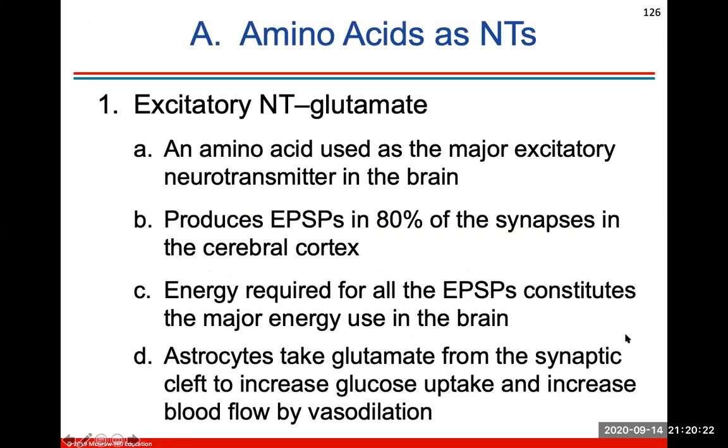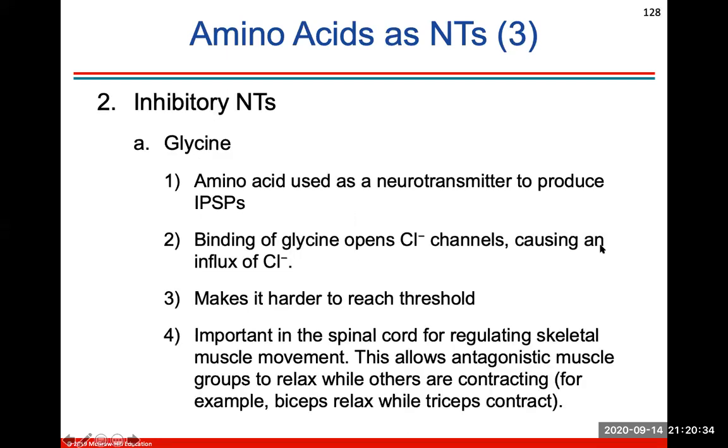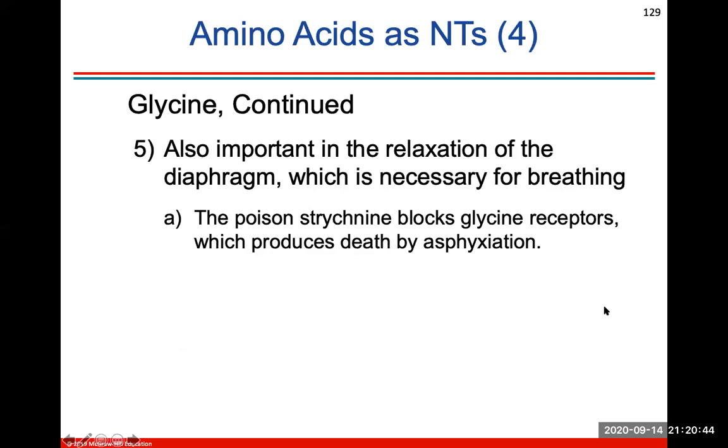Other neurotransmitters, excitatory: glutamate, an amino acid used to help excite. We'll keep going through some of these. Glutamate receptors, I'm going to let you read through some of these on your own because I know we're getting kind of lengthy here. Inhibitory neurotransmitters, different neurotransmitters that will inhibit. Glycine: there's a poison that blocks glycine receptors, which will produce death by asphyxiation.